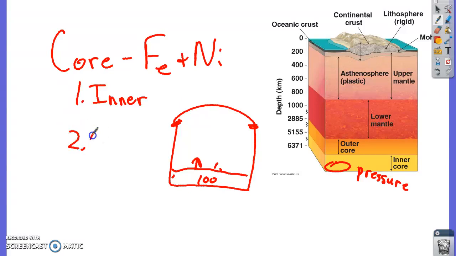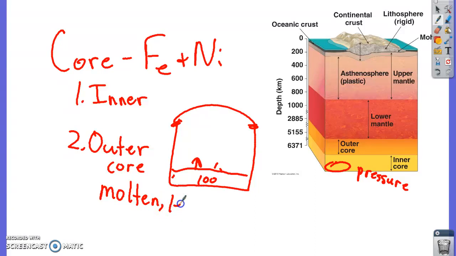All right, then you have the outer core. In the outer core, it's not as hot as it was, but there's less pressure too, and that's why we think this is the molten area. This is liquidy, based on the S waves not passing through it and so forth. Even though it's still very hot, there's less pressure, so because of the less pressure, it is allowed to change into a liquid. This means that it can flow.